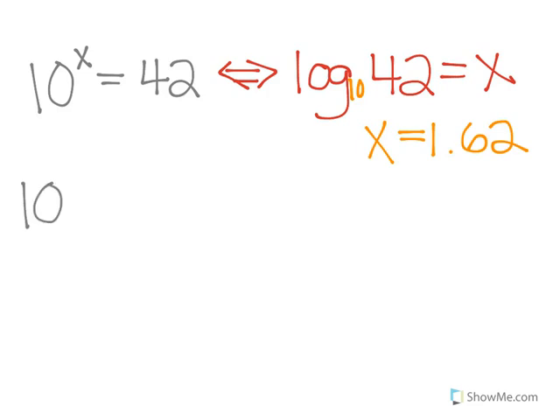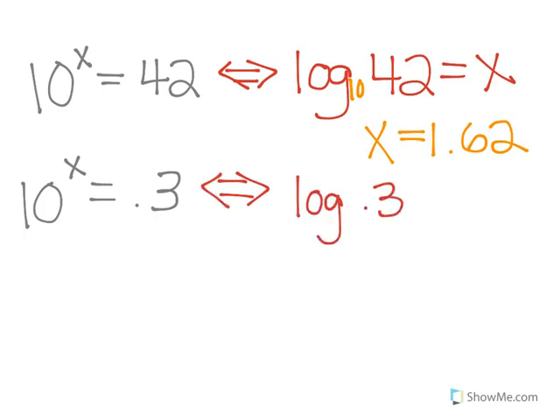Next example. 10 to the x equals 0.3. As a log, that's going to be log of 0.3 equals x. So in my calculator, I'm going to do log of 0.3, and I get x equals -0.52.